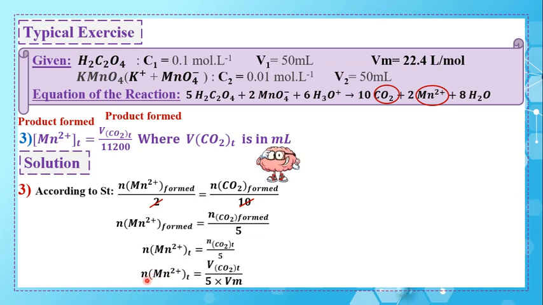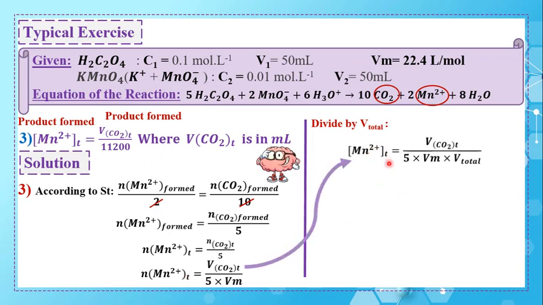I still have to convert N into concentration. How? By dividing by V total. The number of mole divided by V total will give me the concentration of Mn2 plus at instant T. And here I have to put V total since I don't have number of mole to put concentration.